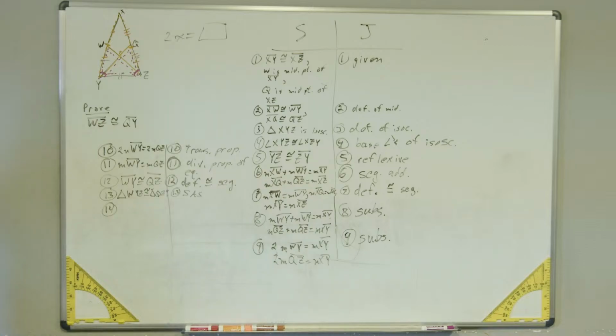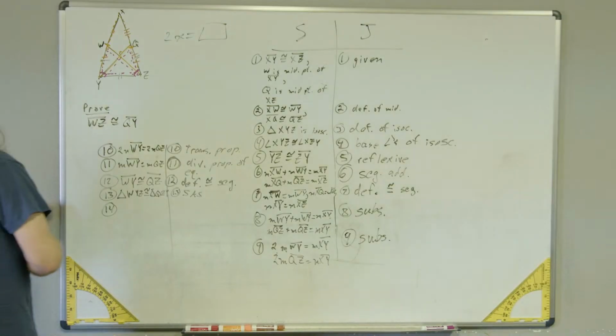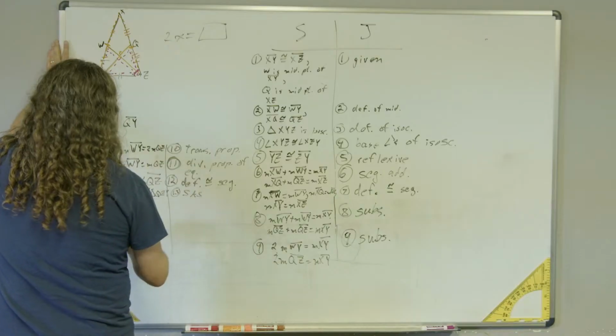Because the triangles are congruent, what's true about their parts? It's not S something. Corresponding parts of congruent triangles are congruent. CPCTC.